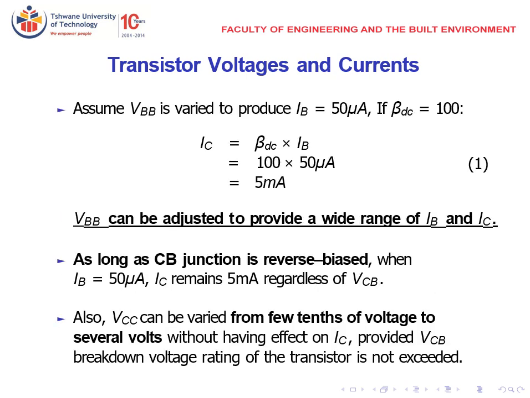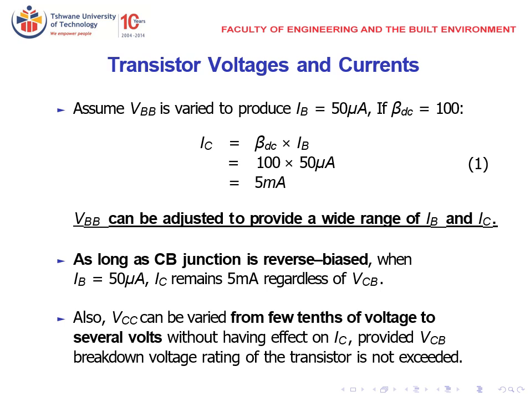Transistor voltages and currents. Assume VPP is varied to produce a base current of 50 microamperes. If beta is equal to 100, it means that IC would be equal to 100, which is your beta, multiplied by 50 microamperes, which is your base current. So it will give you an IC of 5 milliamperes.